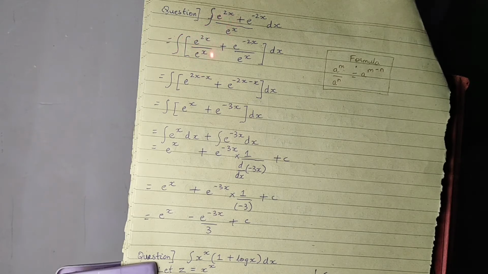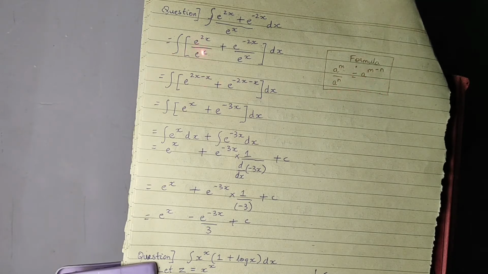E raised to 2x can be written as e raised to 2x divided by e raised to x, this can be split into 2 denominators, plus, there is a middle sign, plus is there. Okay, and e raised to minus 2x is there over here, divided by e raised to x, split into the second term. So according to this indices formula, a raised to m divided by a raised to n is equal to a raised to m minus n.